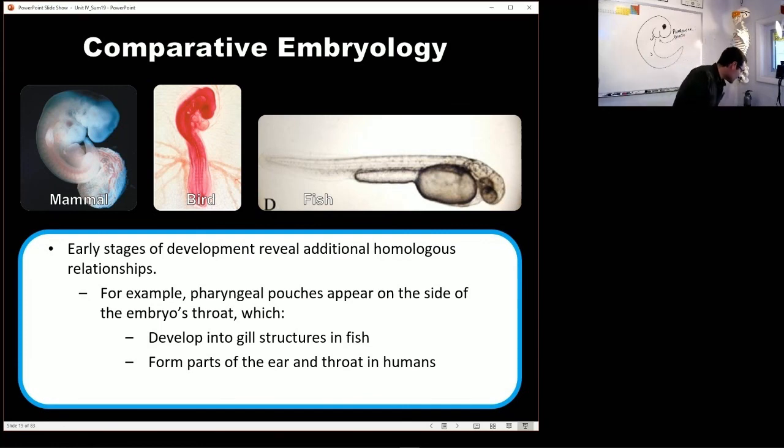Now, interestingly, in humans, that pouch will develop into part of our inner ear system. In fish, it will develop into a portion of their gills. So these two organs, the human inner ear structure and part of the throat, and fish's gills, are actually related to each other. They develop from the same early structure, and that's something we may not have noticed if we were only looking at adult organisms. So this is comparative embryology, looking for yet more homologies between organisms by checking their earliest stages of development before they kind of differentiate into different forms.